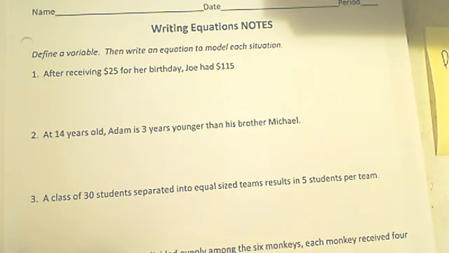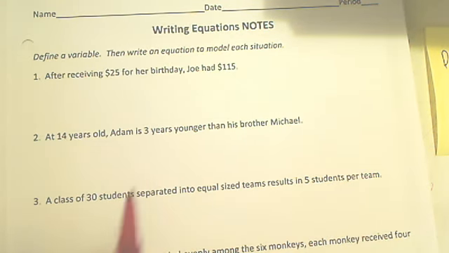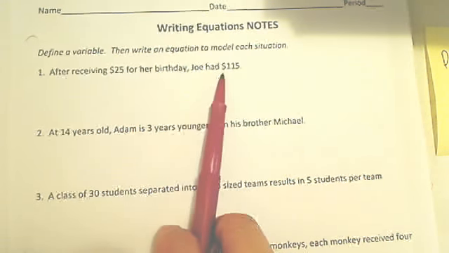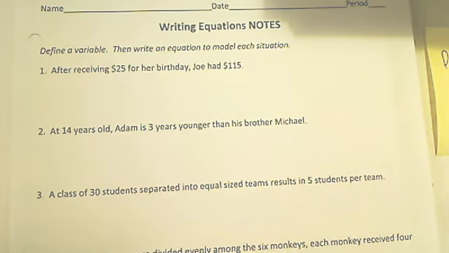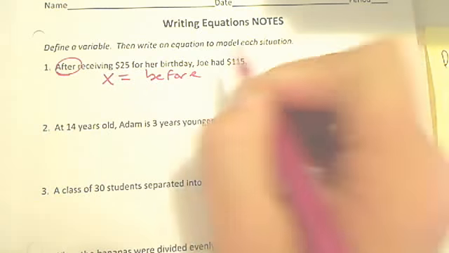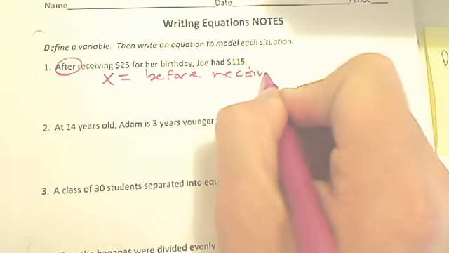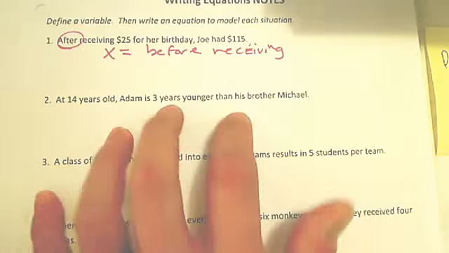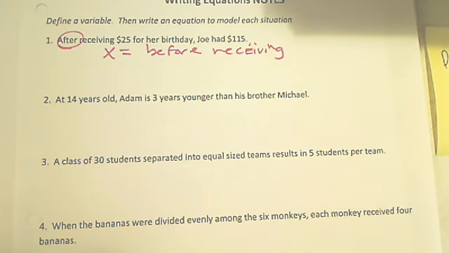Number 1. After receiving $25 for his birthday, Joe had $115. We have to figure out what the variable is. What's unknown? What do we have to find out? X. Let's let X be the amount before receiving. So X is before he gets that money.